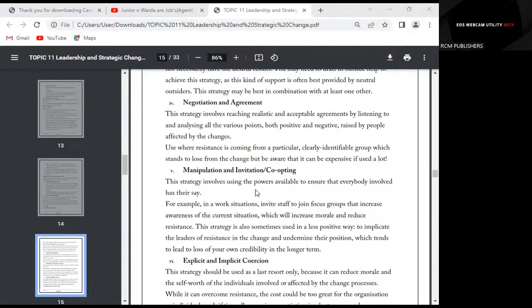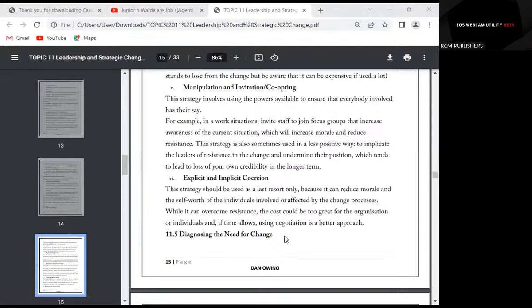In manipulation and invitation, manipulation is just trying to play with people's psychology. You try to maybe boost the morale, like you can give some false promises. You can tell them that if these things happen to be successful, we are going to have a salary increment. Maybe when that time comes, that increment is not there. But why are you doing so? You just want to manipulate them so that you achieve your intended objective.